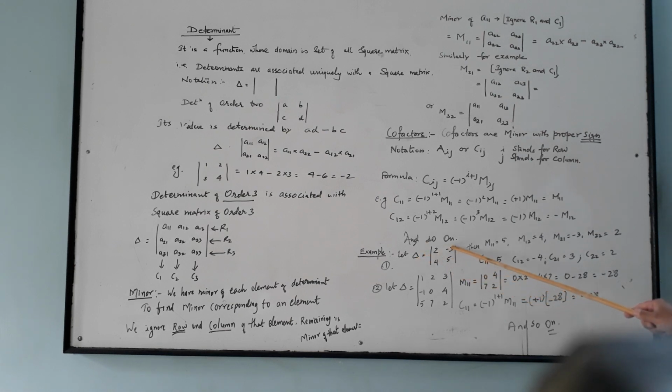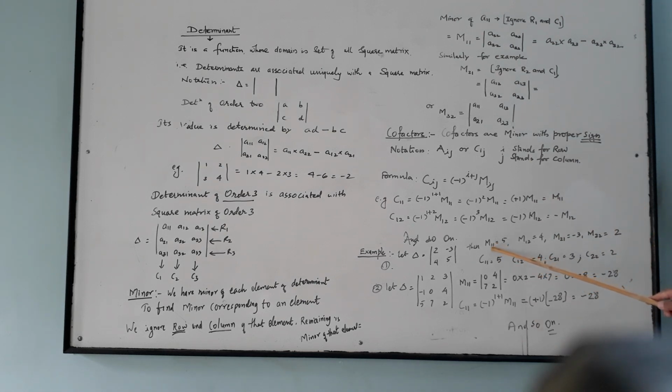Let the determinant be this: 2, minus 3 in the first row, 4 and 5 in the second row. M11: ignore first row and first column. What remains? 5. M12: ignore first row and second column. What remains? 4. M21: ignore second row and first column. What remains? Minus 3. And M22: ignore second row and second column. What remains? It will be 2.